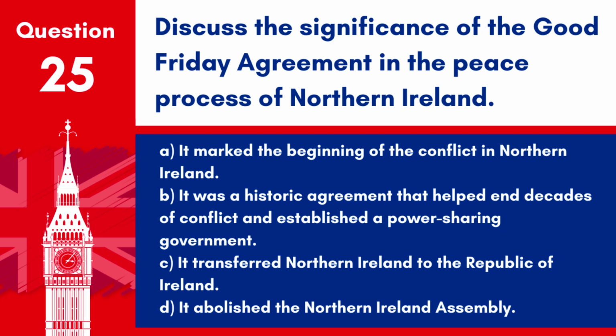A. It marked the beginning of the conflict in Northern Ireland. B. It was a historic agreement that helped end decades of conflict and established a power-sharing government. C. It transferred Northern Ireland to the Republic of Ireland. D. It abolished the Northern Ireland Assembly.